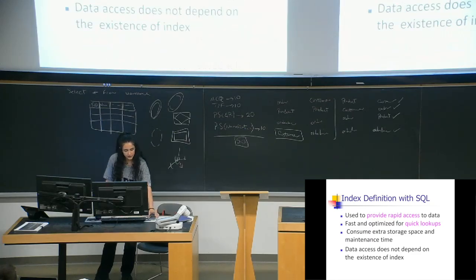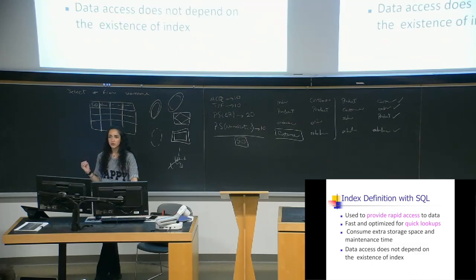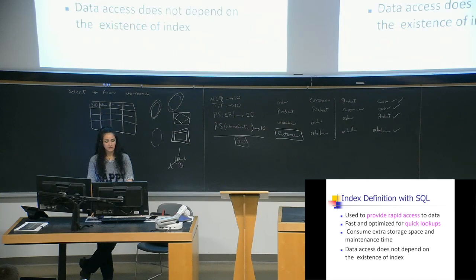And index definition. So index is another important topic. Index is like a lookup table. Okay. So the main point of using index is to provide rapid access to data and for quick lookups. And I'm going to explain all of this with examples. It consumes extra storage space and maintenance time. So this is kind of a disadvantage of an index. If you have a table with several indexes, all these indexes take space and also time.